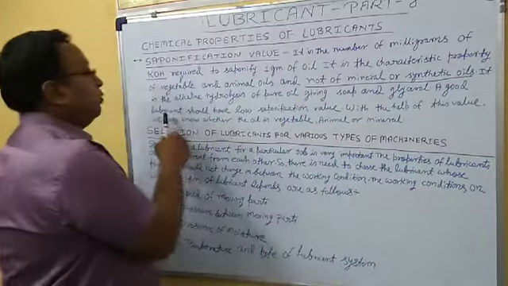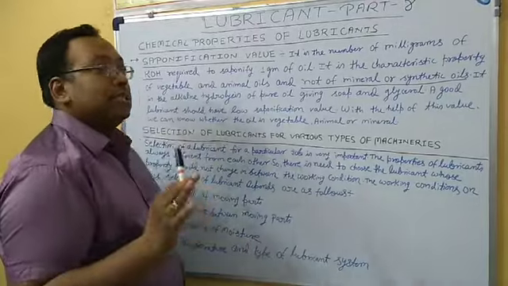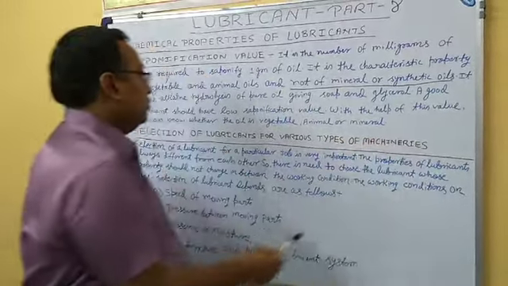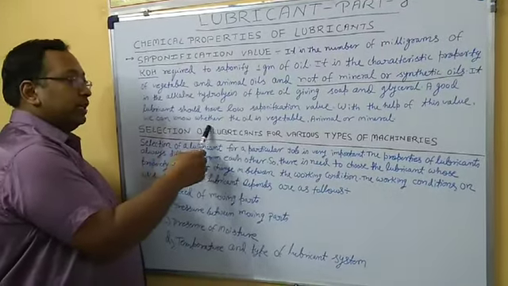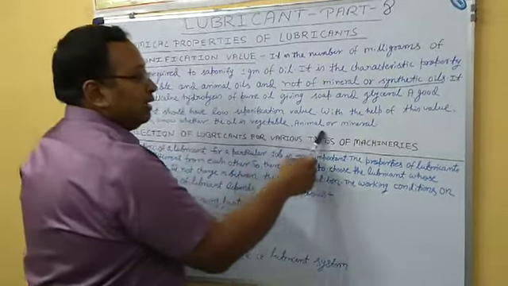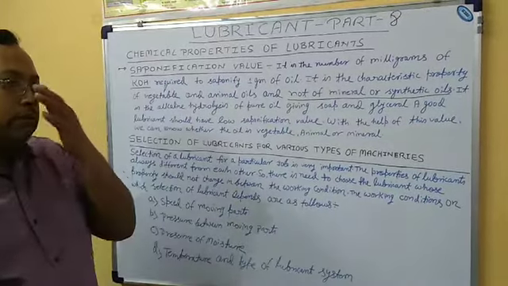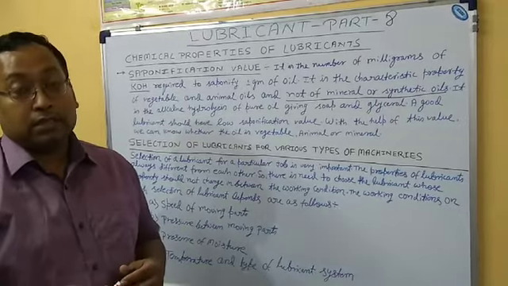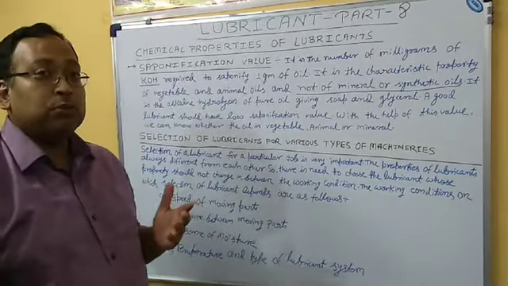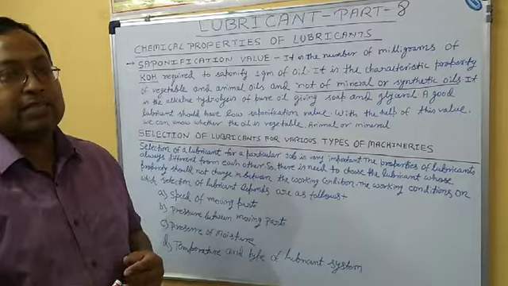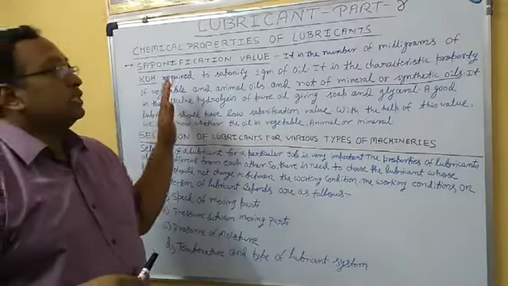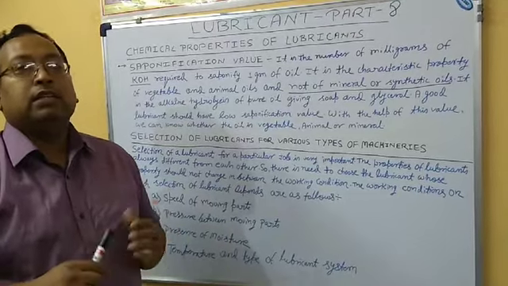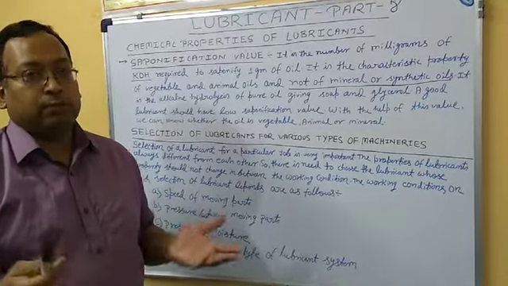A good lubricant should have low saponification value. With the help of this value, we can know whether the oil is vegetable, animal, or mineral. So this is a very important property for the learners, and they can do this work inside the lab easily. After the discussion of saponification value, we have completed the chemical properties of lubricants.